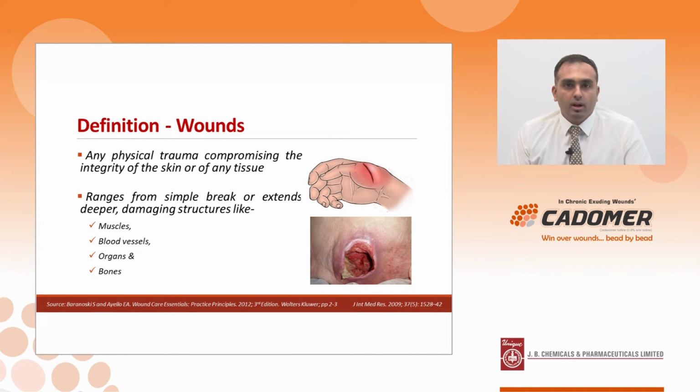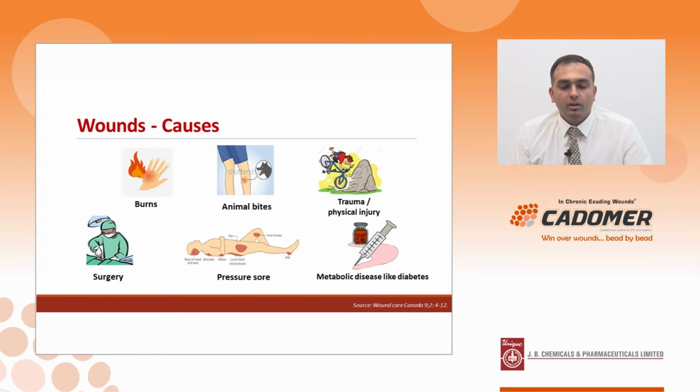Now a wound can be a simple break, like the diagram seen above, or the diagram you can see below. It is a wound that extends deeper inside the layers of the skin, affecting the muscle, blood vessels, organs, and even some of the bones.